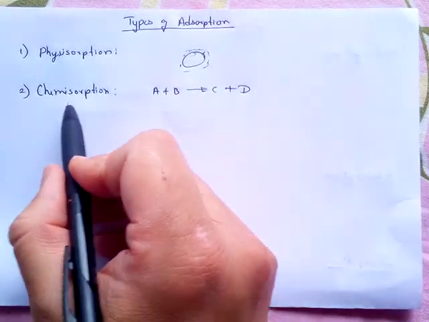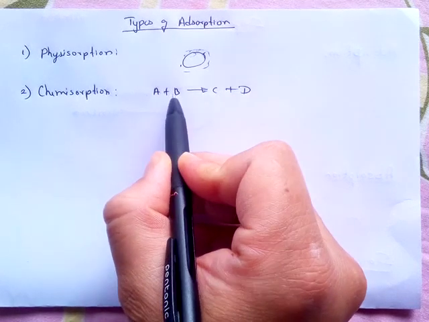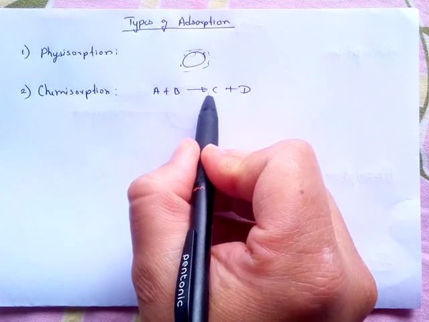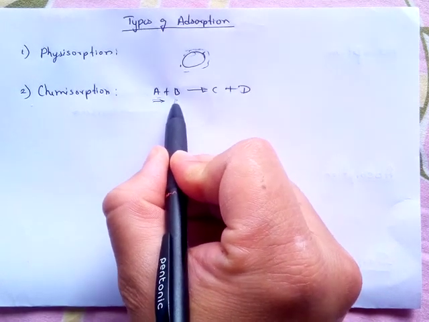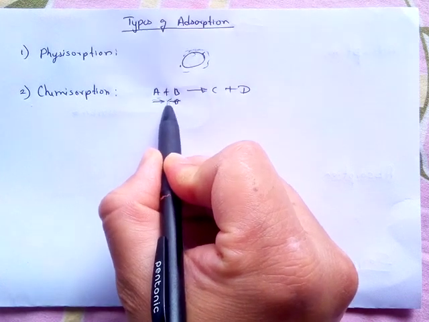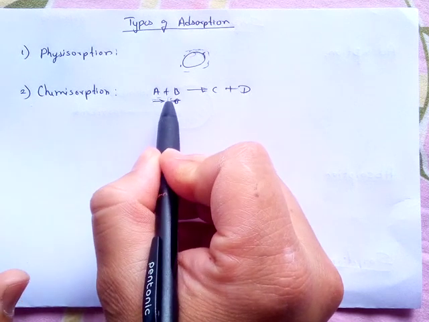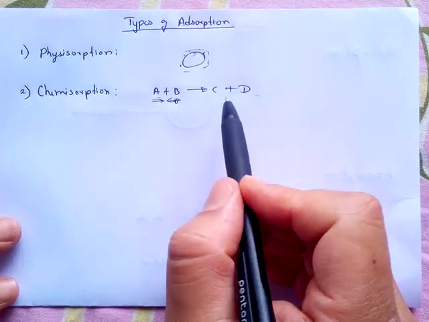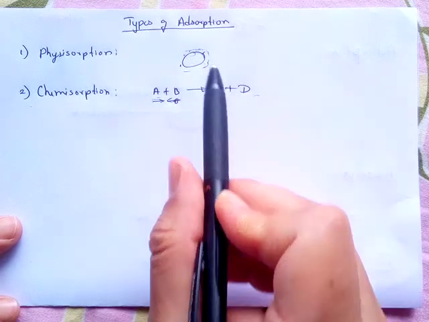But chemisorption means A plus B, two reactants, come together and react to form C and D. So A and B are coming to each other, they are in contact with each other, then they react. That process we describe in terms of chemisorption to give the products C and D, whereas physisorption is the accumulation of gas on the solid.